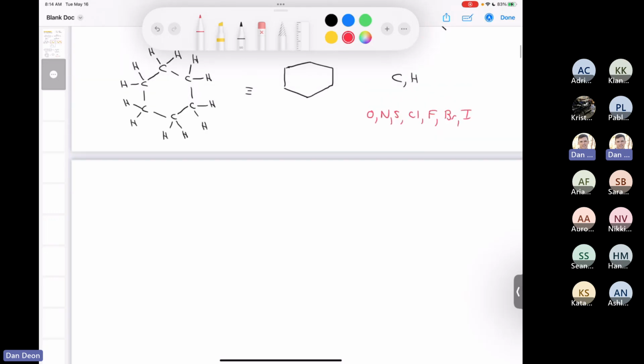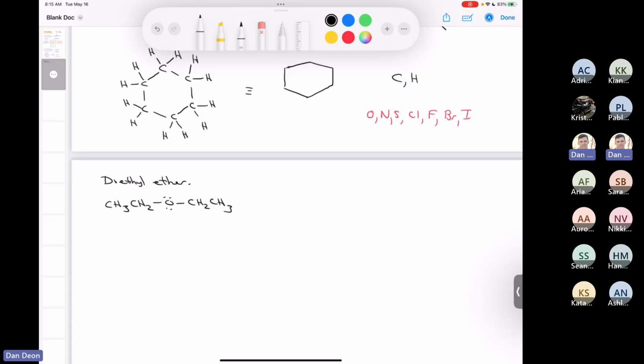So what would that look like? Let's say we had something like dimethyl ether. Let's take diethyl ether. So let's say we have CH3CH2, oxygen, and then we have CH2CH3. Okay, this is diethyl ether. And again, the name is not important.